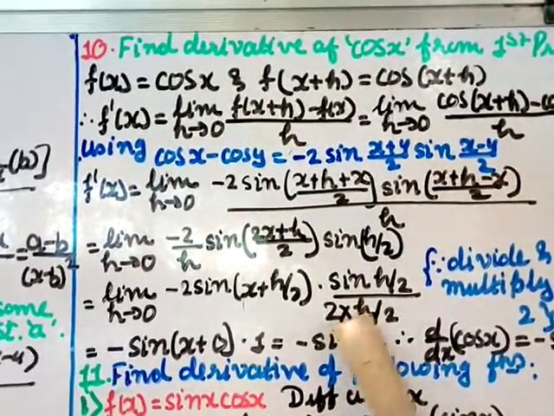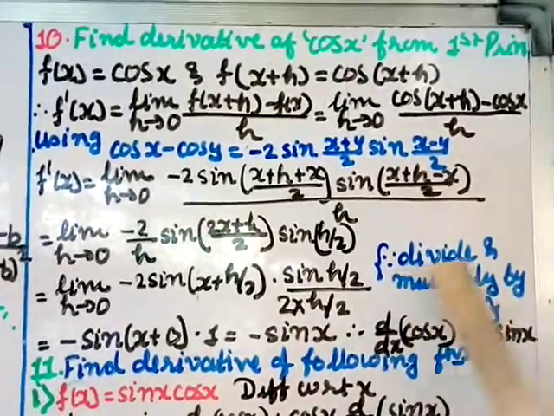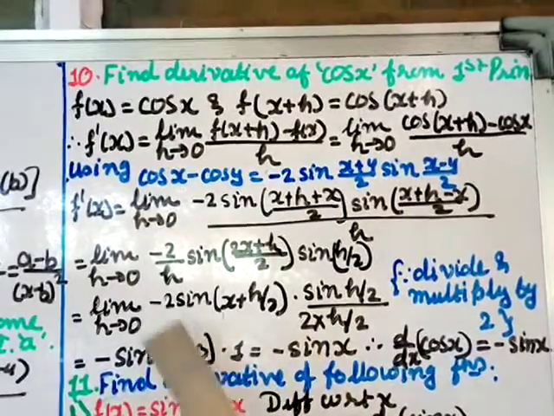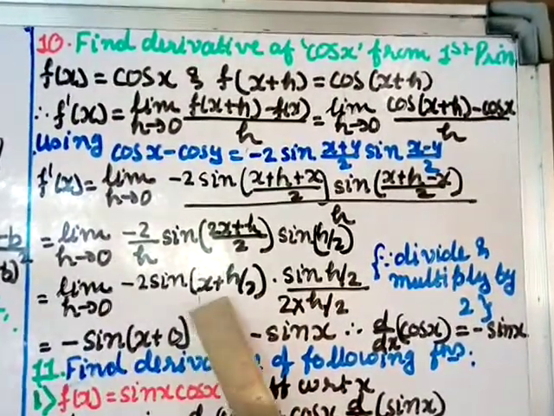So here h is there but 2 is not there in the denominator, so I am multiplying and dividing by 2. Okay, I write here divide and multiply by 2. Now this limit will be 1. Again this 2 and this 2 will cancel, right? So what you get is this minus here, and apply the limit also.